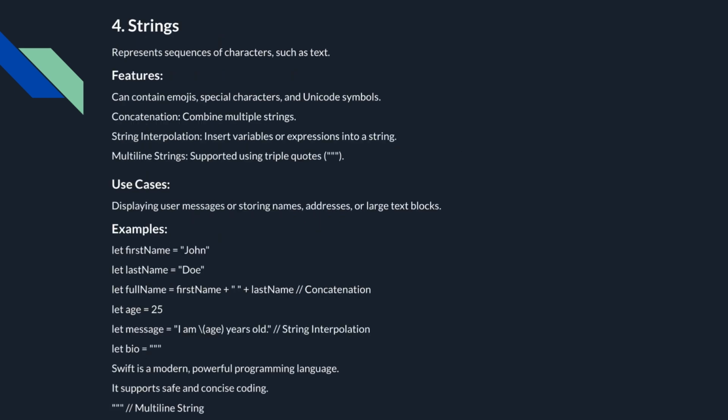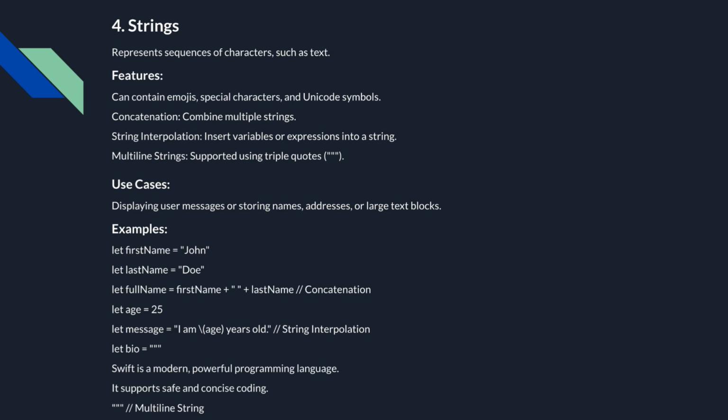Now, let's talk about strings, which are used to store text data. Why are strings important? Strings in Swift are quite powerful and versatile. They support concatenation, combining multiple strings into one, string interpolation, embedding variables or expressions directly into a string, multi-line strings, defining long text blocks over multiple lines.